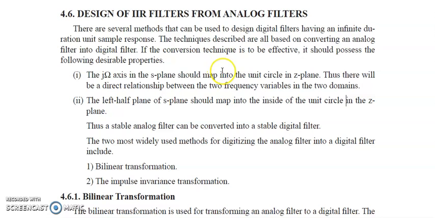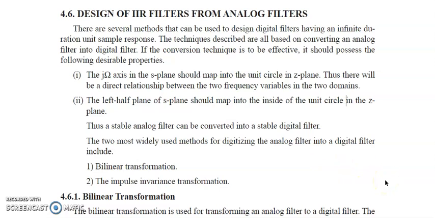If I want to convert it into digital, then we have to go for the Z-plane. In the Z-plane, whichever poles are lying inside the unit circle are the only ones that are stable. So this is the stability criterion in the Z-plane. There is a direct relationship between these two frequency variables in the two domains. The left half of the S-plane contains the stable poles and the unit circle in the Z-plane contains the stable poles. So a stable analog filter can be converted into a stable digital filter.